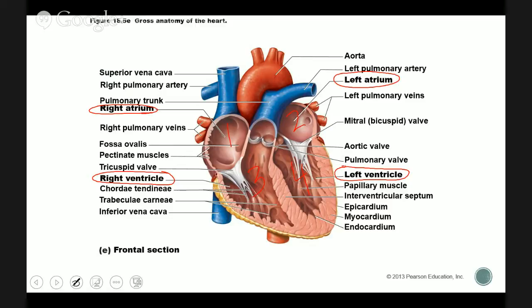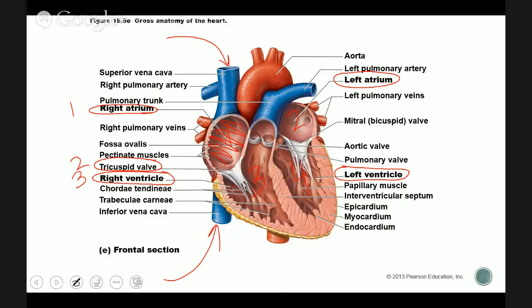So we track the direction in which blood flows through the heart. We start here with the vena cava. Blood returning from the upper structures or the lower structures, filling the right atrium. So number 1, blood enters the right atrium, passes through a valve called the tricuspid valve into the right ventricle.